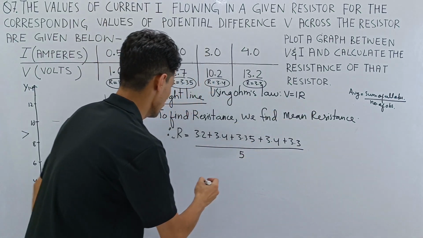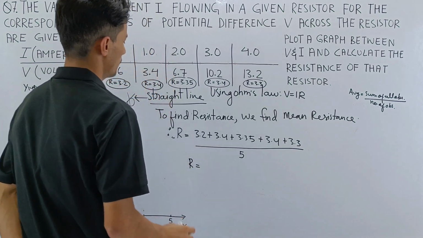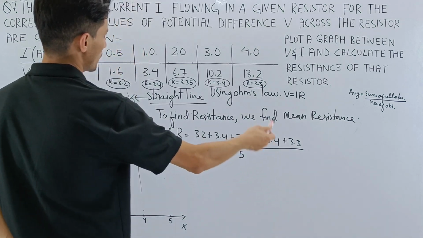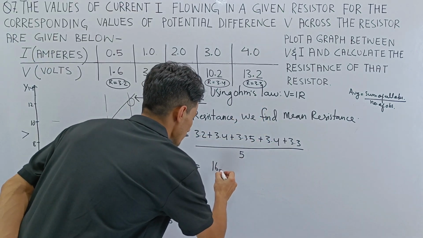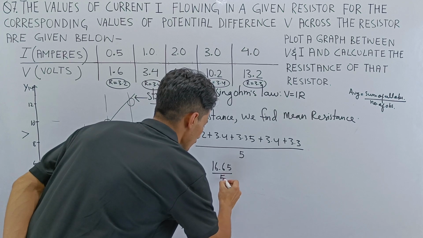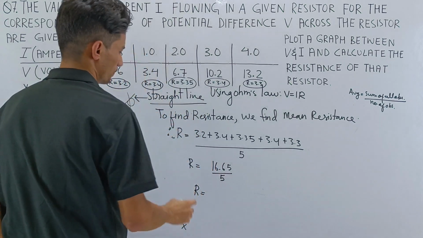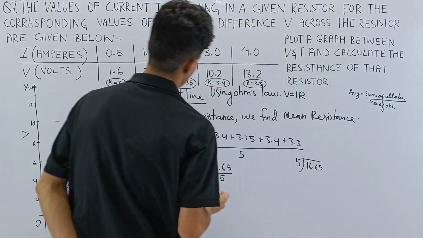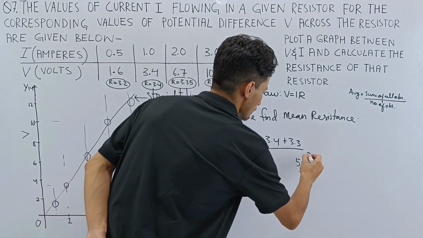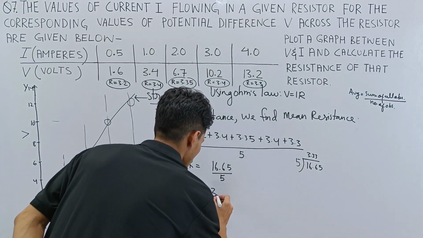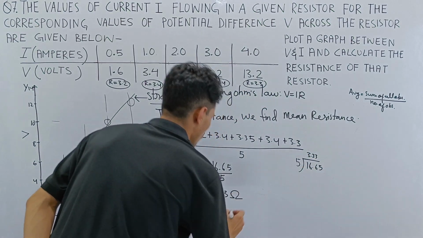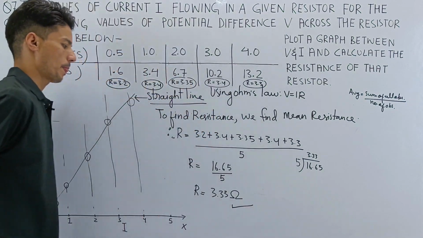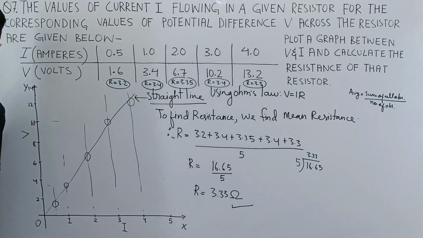You divide by 5. Now if you add up 3.2 plus 3.4 plus 3.35 plus 3.4 plus 3.3, you will get 16.65. 16.65 divided by 5. If you divide 16.65 by 5, what is the answer you get? You get 3.33. So the answer is 3.33 ohm. So the final answer is 3.33 ohm. So this is the answer for question number 7.